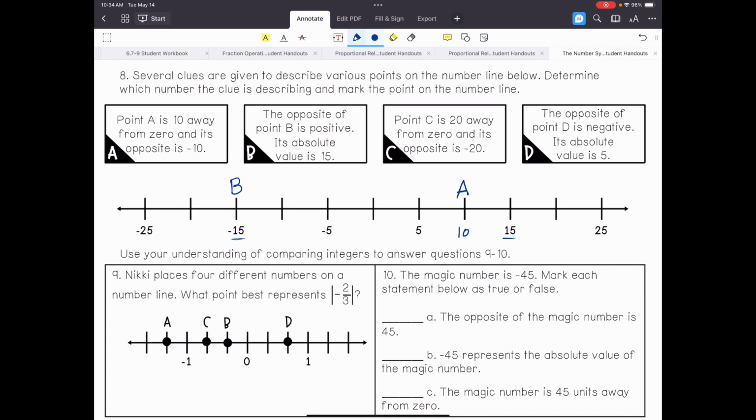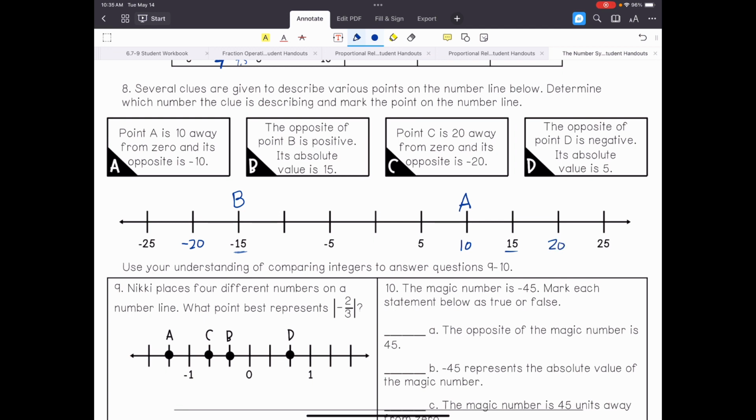So if its opposite is -20, then it must be +20 is our letter C. Last one, D. The opposite of point D is negative. So if the opposite is negative, it means the number has to be positive. And its absolute value, so its distance from 0, is 5. So it's got to be a +5 because its opposite is -5.